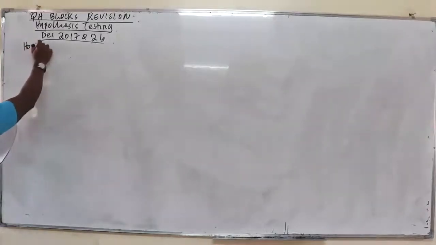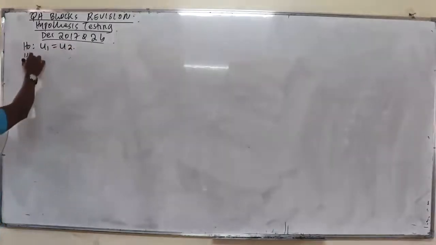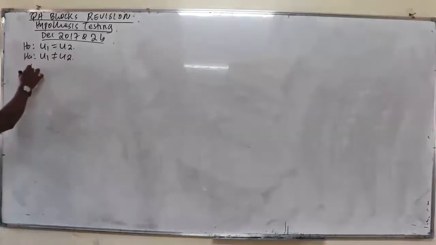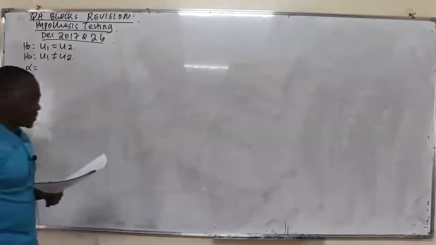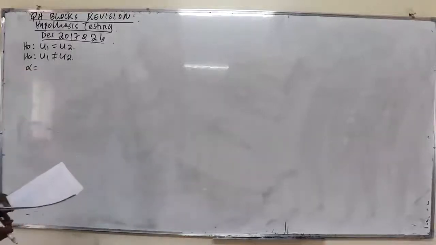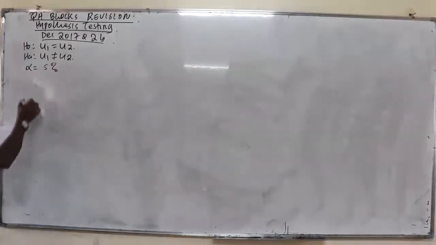So in this case, we have a two sample mean. Our null hypothesis will be mean of 1 is the same as mean of 2, and the alternate hypothesis is that mean of 1 is not equal to mean of 2. Then significance level, you are told to use what? 95%. So that means the level of significance will be 5%. And then from there, since you're having a two sample, we use Z.